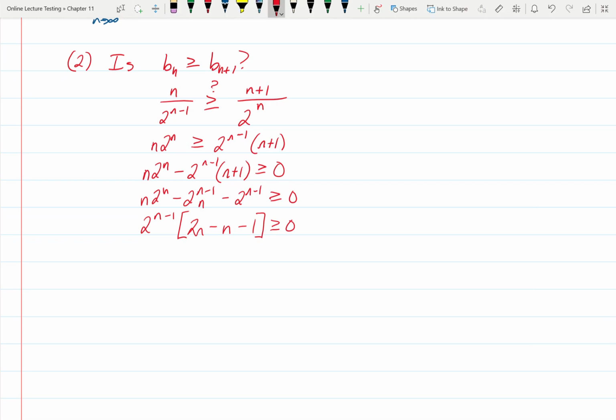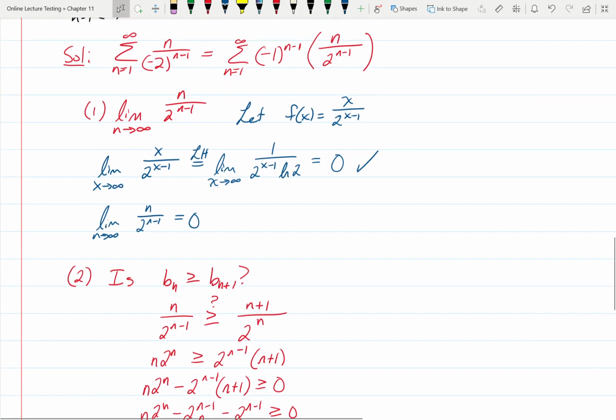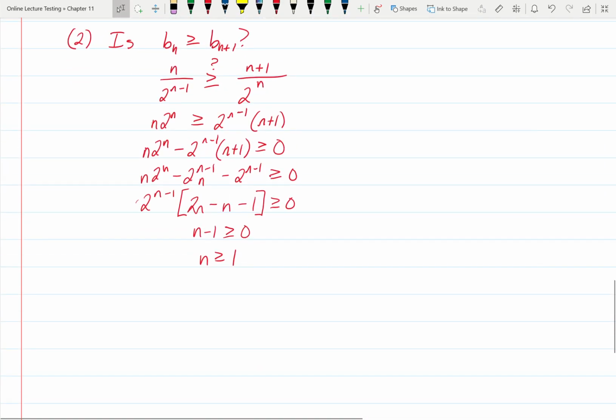All right, well, we know 2 to the n minus 1 can never equal 0, so that means I'm left with n minus 1 is greater than or equal to 0. Therefore, n has to be greater than or equal to 1. So notice, since our series starts at n is equal to 1, then this is true for all values of n. Therefore, we just satisfied that it is decreasing.